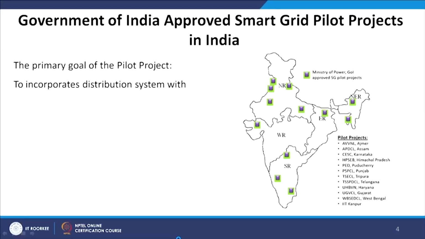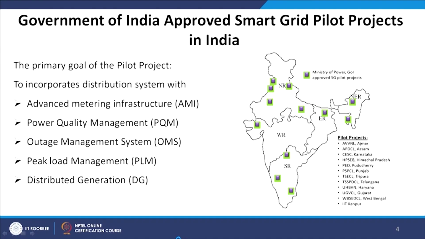Now, the government of India approved smart grid pilot projects. There are many. The primary goal of the pilot projects is to incorporate distribution systems with advanced metering infrastructure, AMI schemes, power quality management, PQMs, outage management systems, peak load management, and distributed generators. So, you can see there are so many pilot projects being executed. Most of them have been completed and some are still in progress.